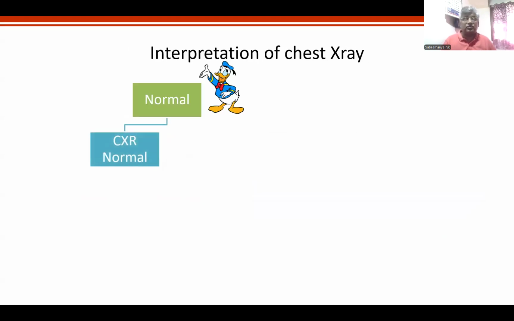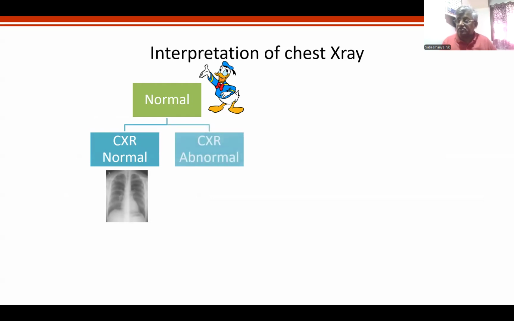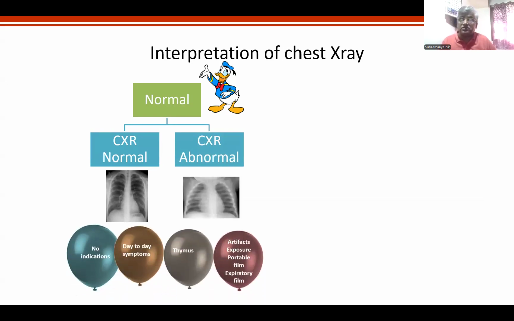Interpretation of chest X-rays can be of different types. You can have a normal child and a normal X-ray, that means the child is normal. If it is a normal child but the X-ray is abnormal, then it is because of thymus, artifacts or exposure of the film, the PA, AP, rotation, whatever I have told you. Child is normal, X-ray is abnormal. You understand? If the child is normal and the X-ray is also normal, then it was not indicated and you have done it because of a day-to-day problem.